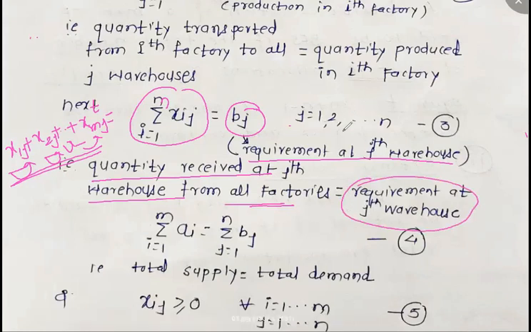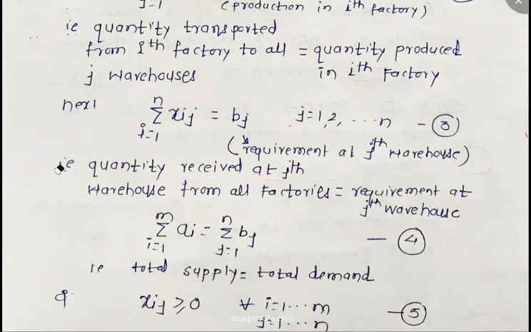Now how many warehouses are there? There are n warehouses, j equal to 1, 2, 3 up to n, that is W1, W2, W3 to Wn. N warehouses are there. So there are n such equations. So this is your equation number 3.